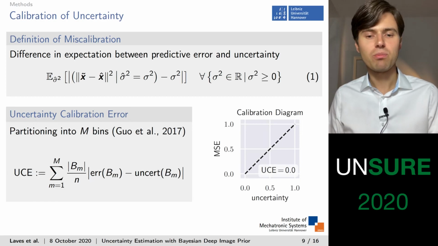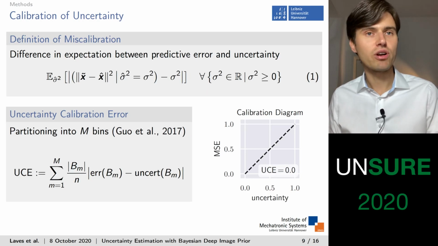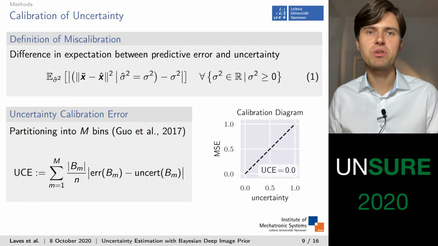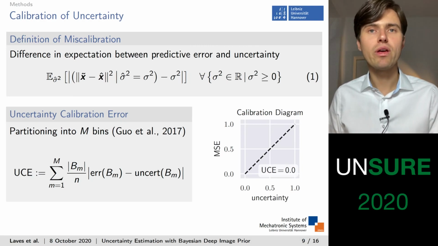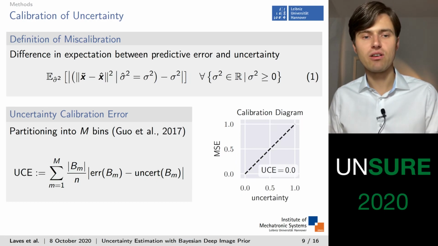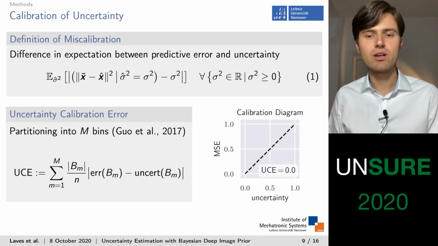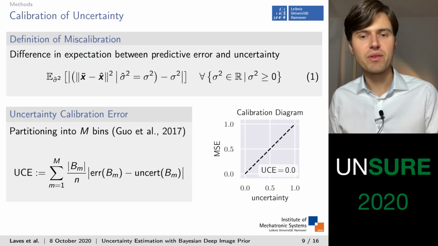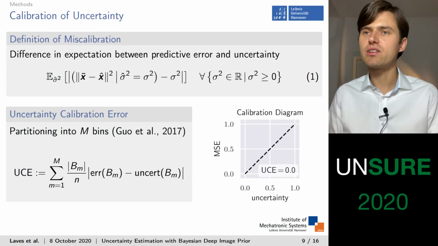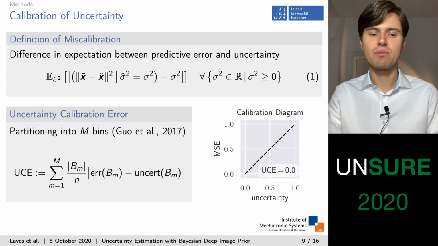We therefore approximate this with the expected uncertainty calibration error for regression, or UCE for short. The uncertainty output of a deep model is partitioned into m bins with equal width, and a weighted average of the differences between predictive error and uncertainty is used. That means that the discrepancy between the error and the uncertainty is weighted by the number of pixels per bin. And additionally, we plot the error versus the uncertainty to create such calibration diagrams.